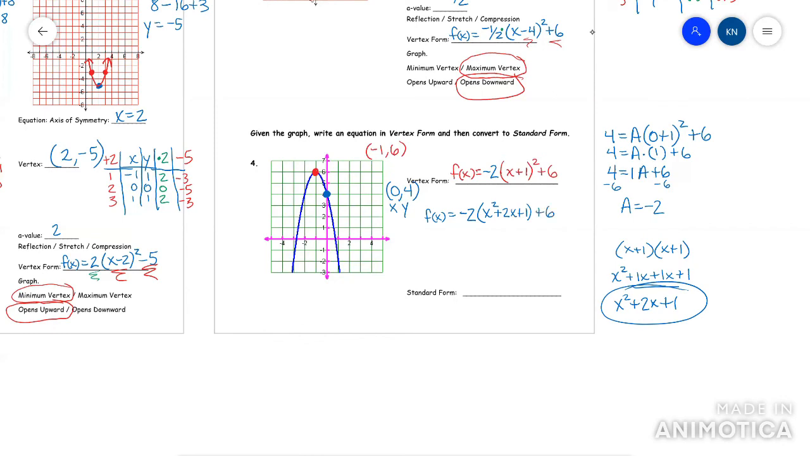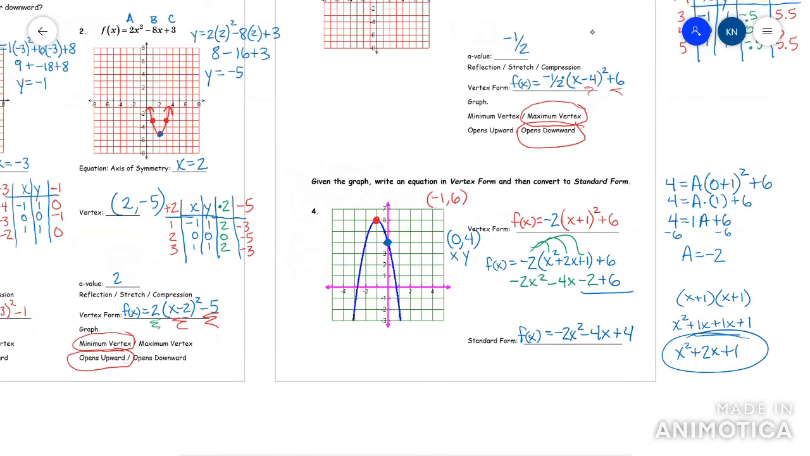All right, now you're going to have to do some distribution here. So it's going to look like this. And then don't forget you have a plus 6 at the end, and that's going to be important because you'll have to combine these like terms at the very end. So my final answer here would be f of x equals negative 2 x squared minus 4x plus 4.